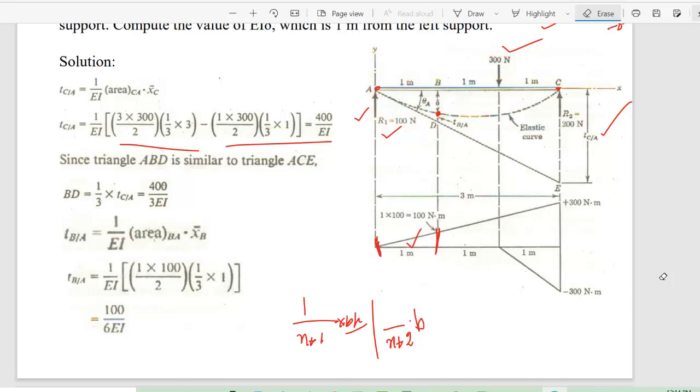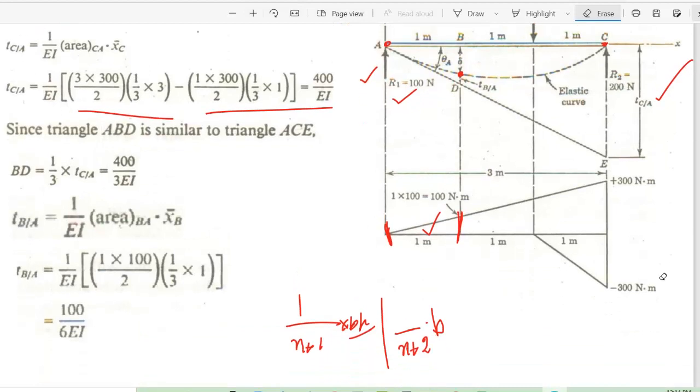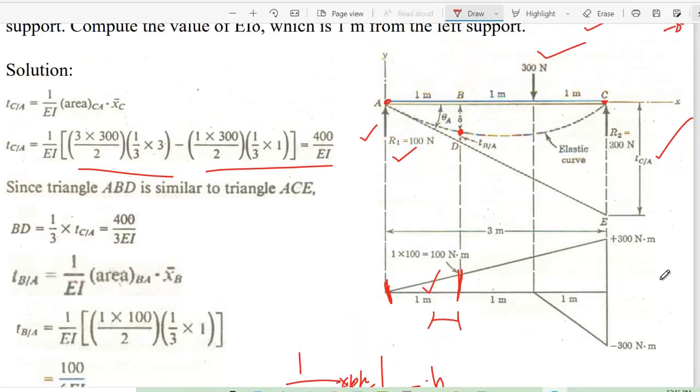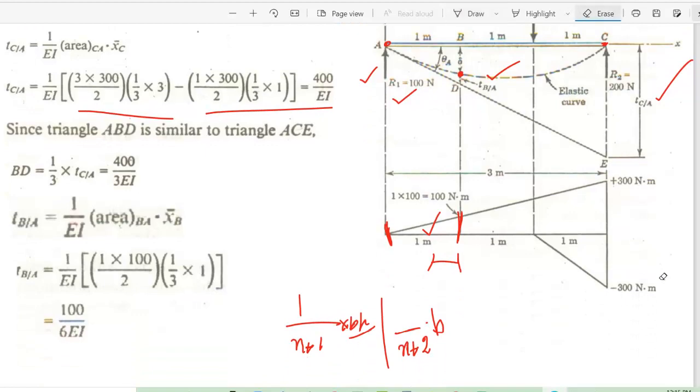And the base, from where will you consider the base? From A or B? The centroid distance should be from B, because this is TB by A. So the distance should be from B. From B to the CG point of this triangle would be 1/3 of this one. So now have a look. You got the value of TB by A and TC by A. Up to this is clear.